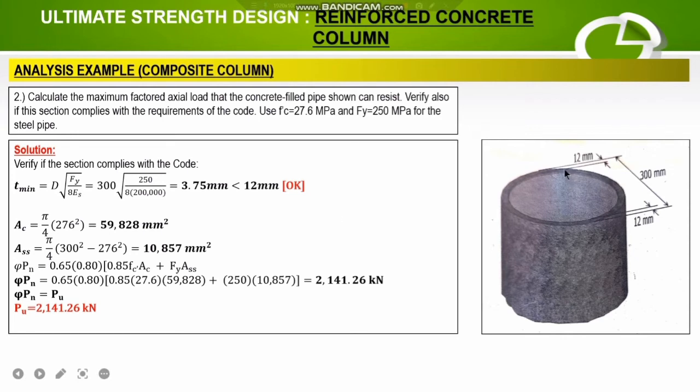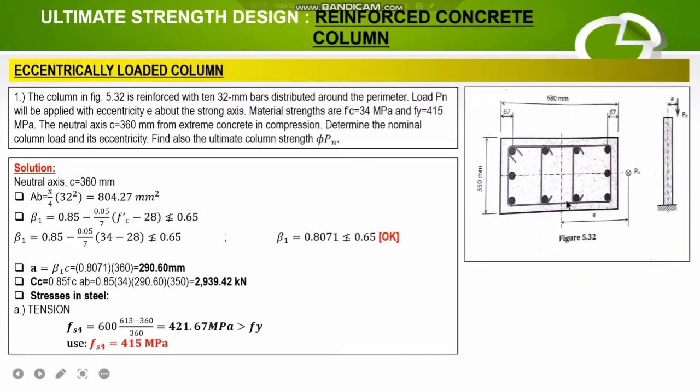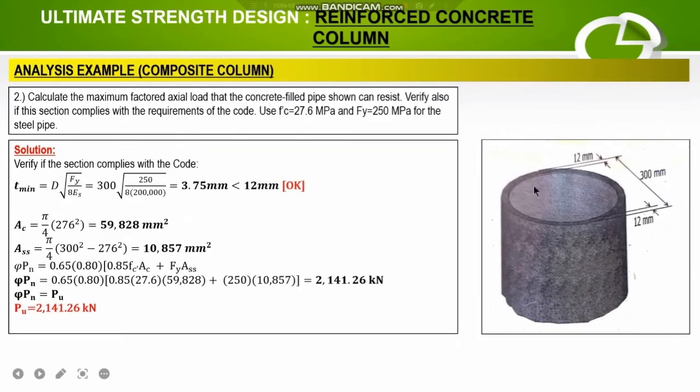Then the area of the structural steel shape can be derived by simply subtracting the whole area of the section by the area of the concrete. So ASS is equal to pi over 4 times 300 squared, which is the diameter out to out, minus 276 squared, which is the diameter of the concrete inside the steel shape. So ASS is equal to 10,857 mm squared.